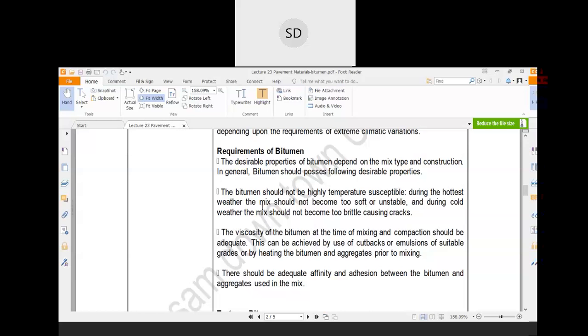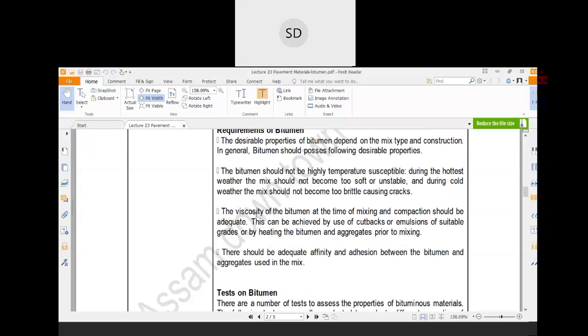During the hottest weather, the mix should not become too soft or unstable, and during cold weather, the mix should not be brittle, which causes cracks. The viscosity of the bitumen at the time of mixing and compaction should be adequate. It should be such that it can be mixed properly with the aggregate in case of construction of the flexible pavement.